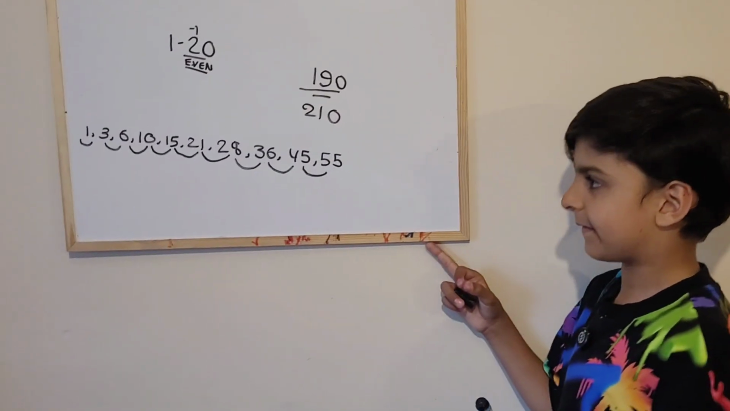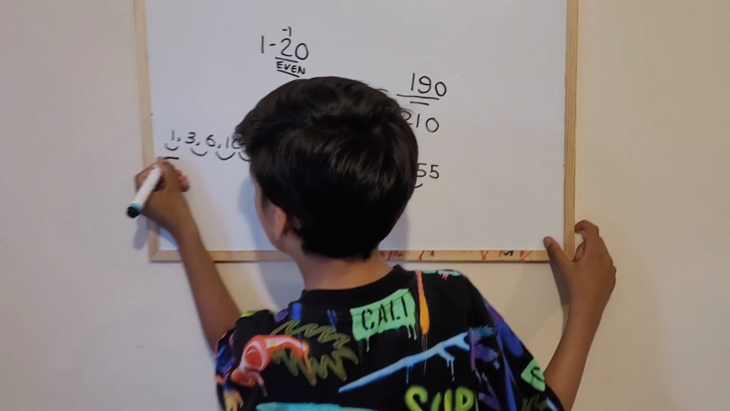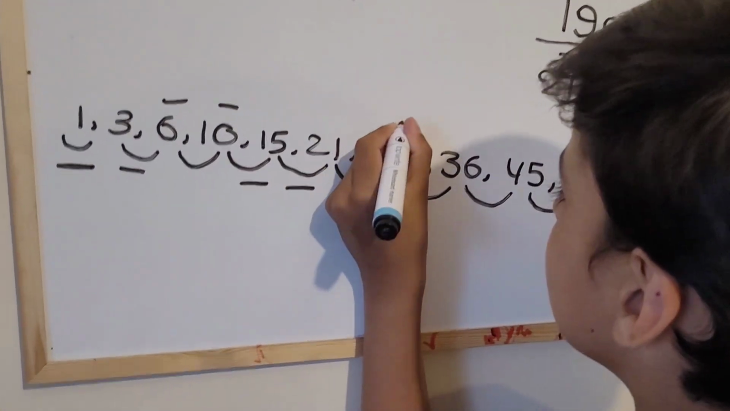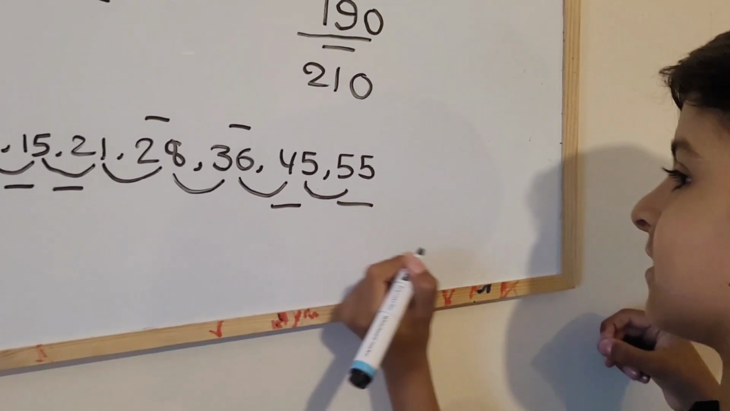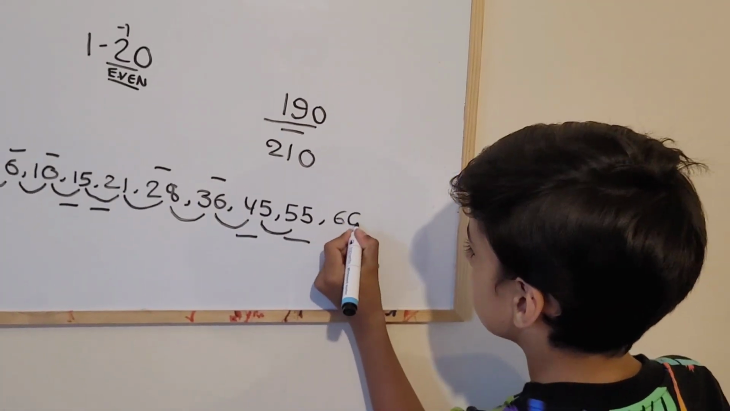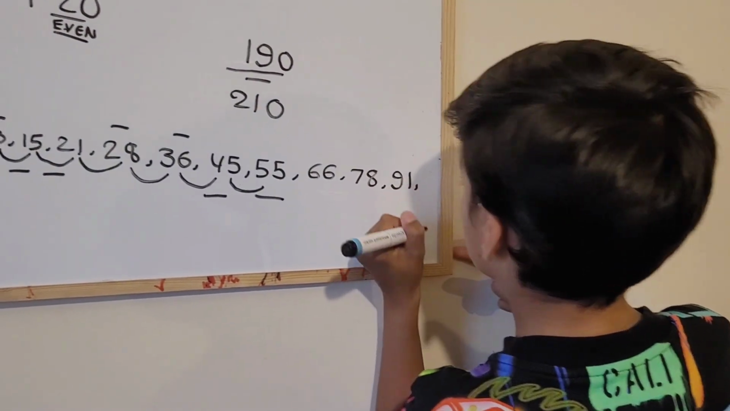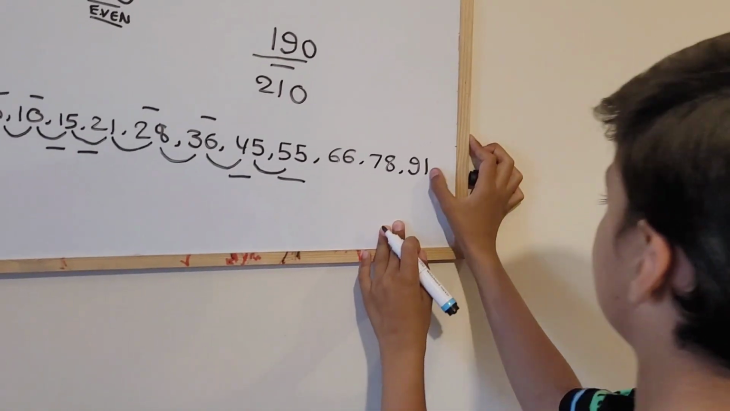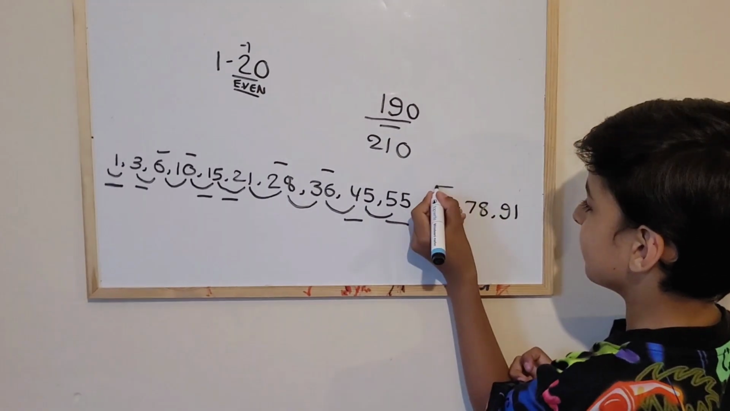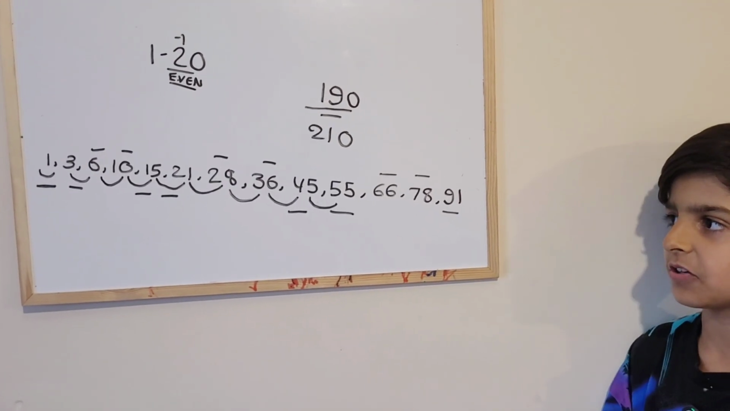But when you keep going here, you see a pattern. You see odd, odd, even, even, odd, odd, even, even, odd, odd, and so on. I'm not going to do it, but I'll just keep writing. 78, 91. I just did a few more to show you and help with the pattern. That's the pattern, but you also see another pattern.